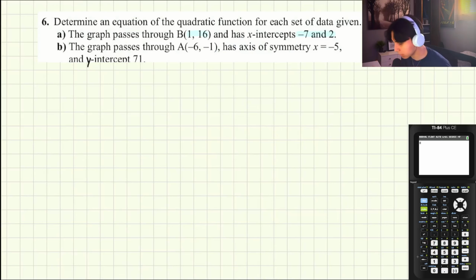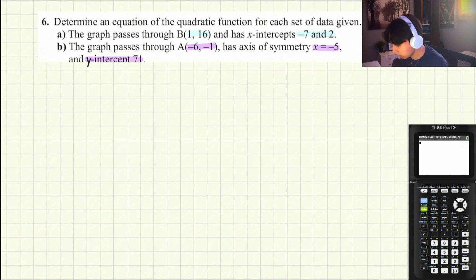Alright, we're going to be doing question 6b. So this one is a little bit of a trickier one, and it's a bit of a process to figure this out. So just follow along and make sure you're keeping track of this stuff. To begin with, I'm going to highlight our important information here. What's important is definitely this (-6, -1). Our axis of symmetry is definitely important too. And our y-intercept is definitely important.